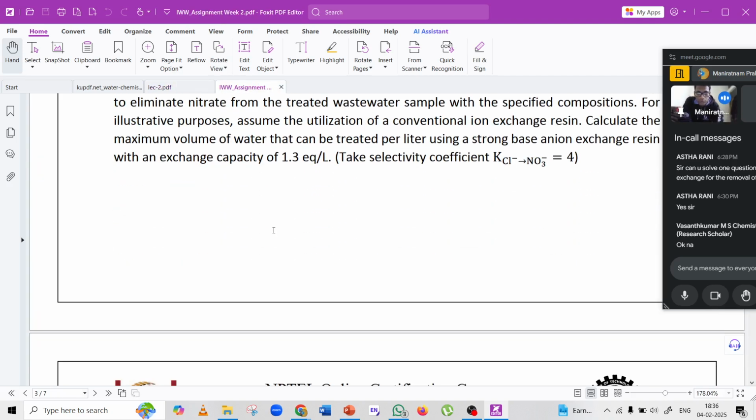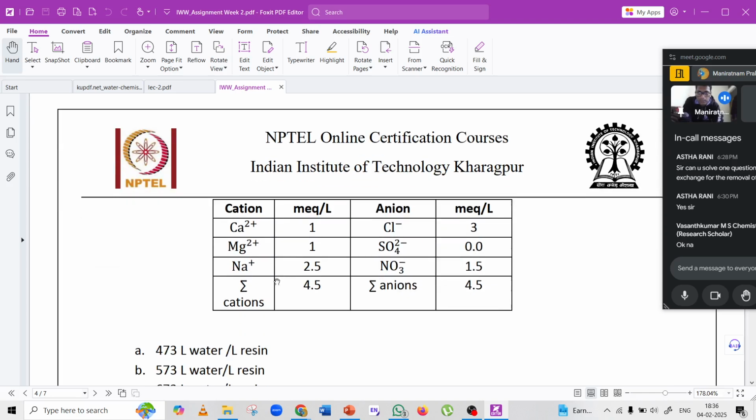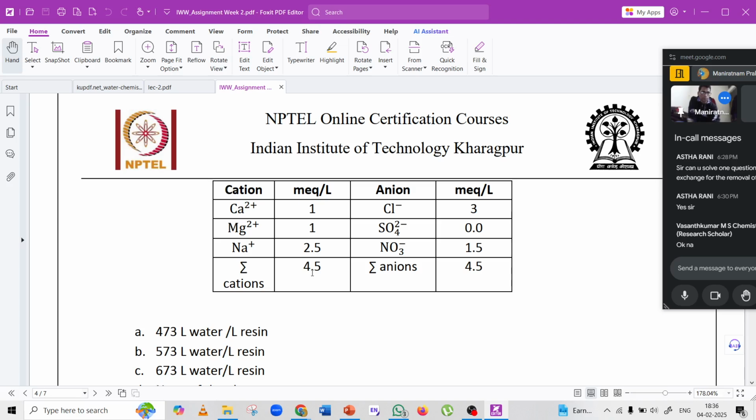So here you can see the solution also. Here you have been given the different concentrations. Calcium is 1 millimolar, magnesium is 1 millimolar, sodium is 2.5, cation total is 4.5, chloride is 3, sulfate is 0, and nitrate is 1.5. So a total equal amount of cations and anions is there.